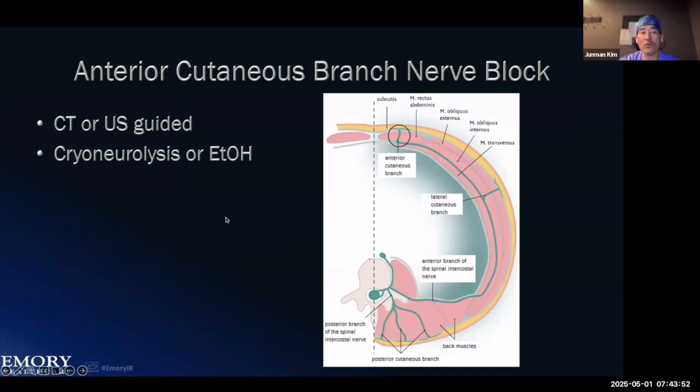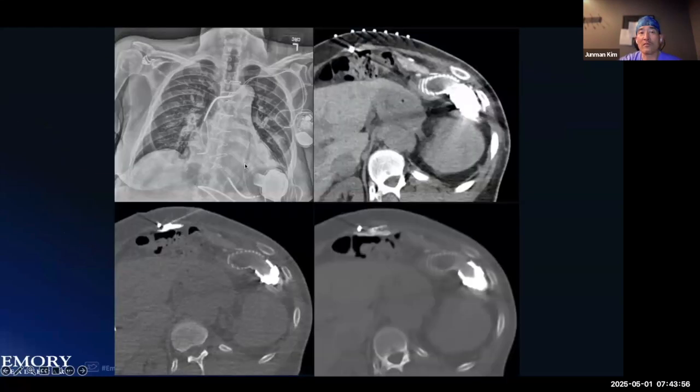You can use CT or ultrasound. You can also use cryo or alcohol neurolysis. This patient had an LVAD drive line, the power cable where it enters the rectus muscle. Patient has severe pain, so we knew that the anterior cutaneous branch was responsible. So I targeted under ultrasound, also used CT. I think this is also one of my earlier cases.